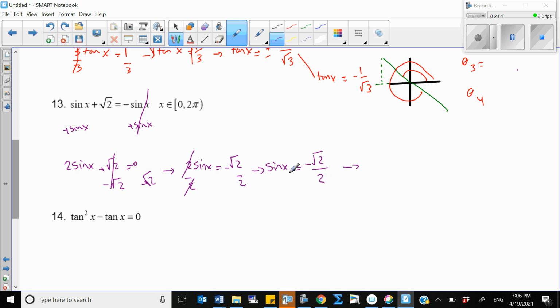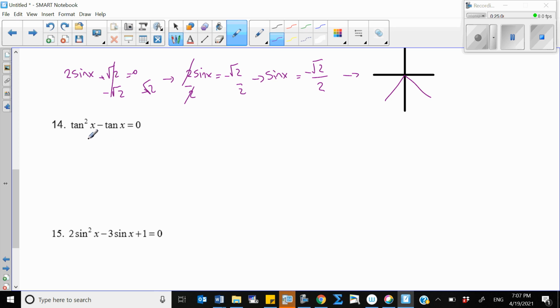Then you need to find x. You need to solve for x. This is just a normal inverse value that you need to solve. I'm going to leave that for you. Just draw your triangle, your coordinate plane. Sine is negative in this one, and then you do the rest.